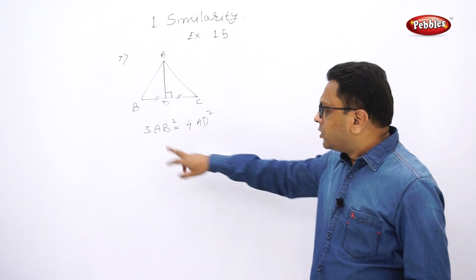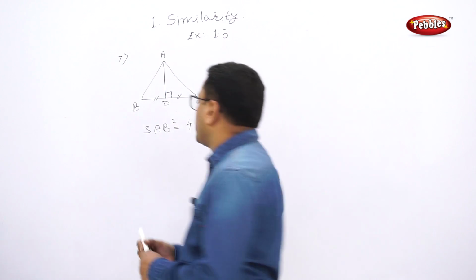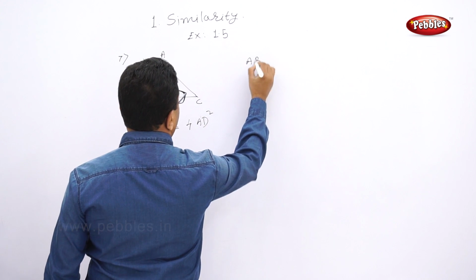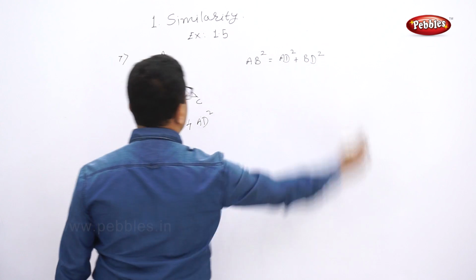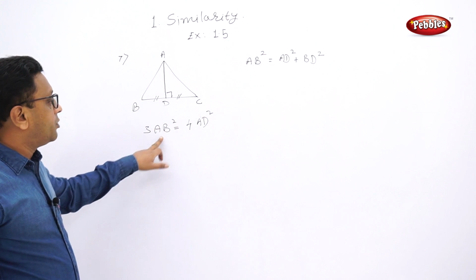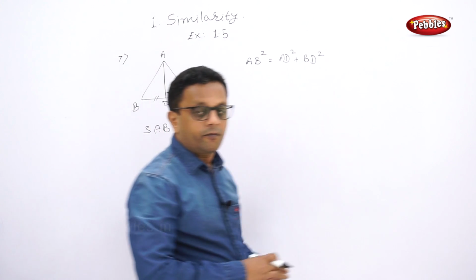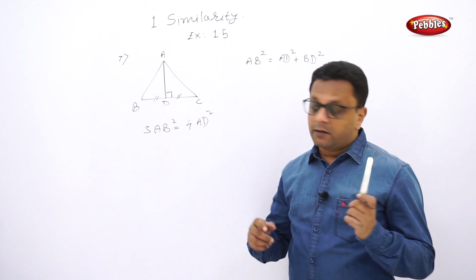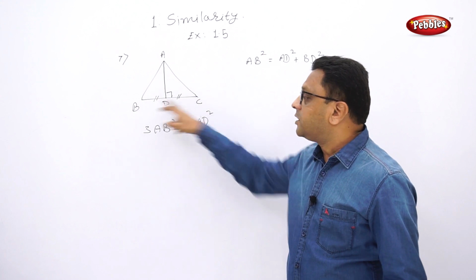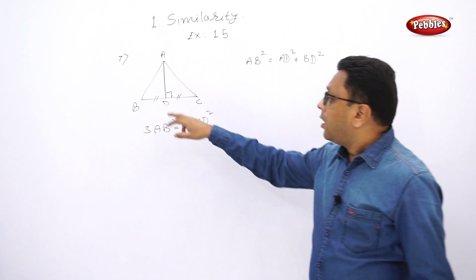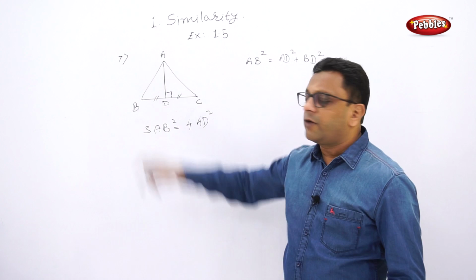Correct? Now since I want squares, I can use the Pythagoras theorem in this triangle. So here I can say that AB square is equal to AD square plus BD square. Now I have AB square and AD square, but BD square is also there, which I don't want. I want to eliminate BD. Can you tell me what BD is equal to? BD is half of BC. But BC is also equal to AB, as all three sides are equal. So I can say BD is equal to half of AB.